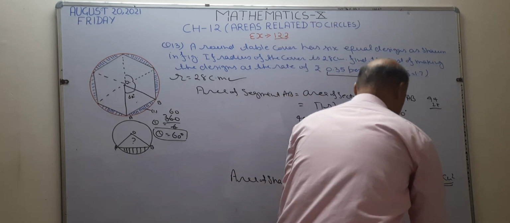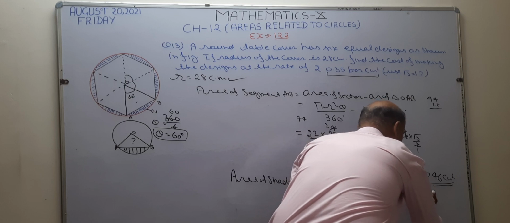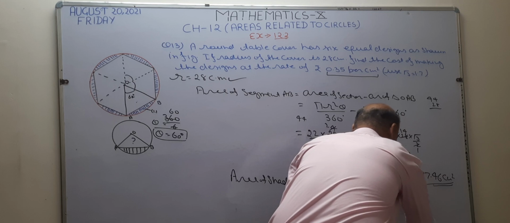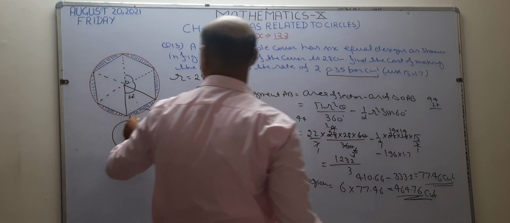And you are going to multiply this one. So this becomes 6 6s are 36, and 7 is there. After that 4, 6, 4. So this is your answer. So this is the answer of the area of the shaded region.